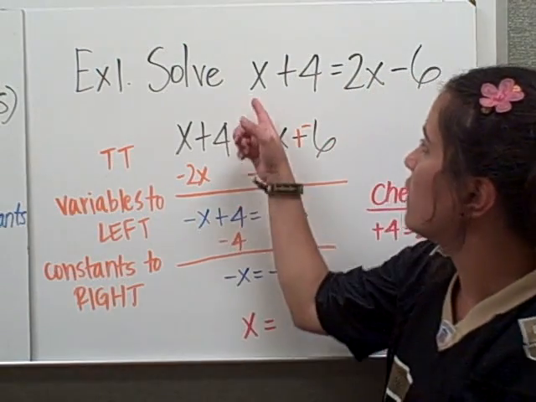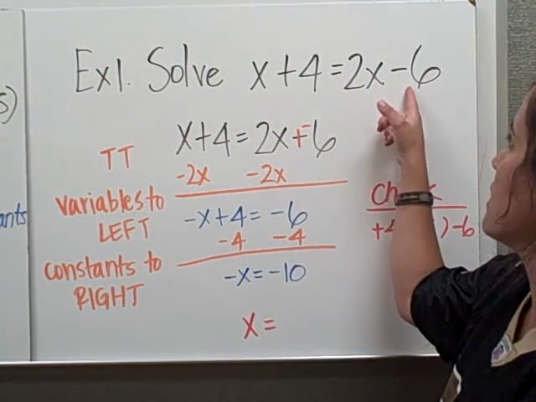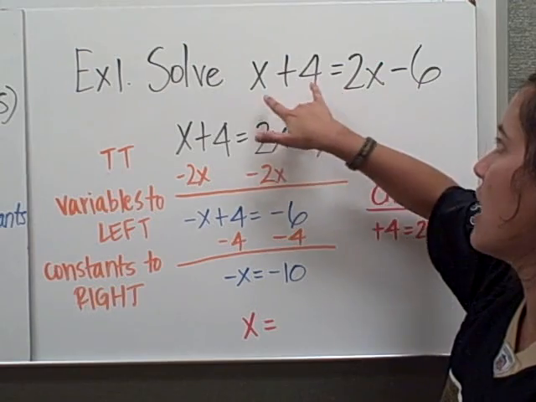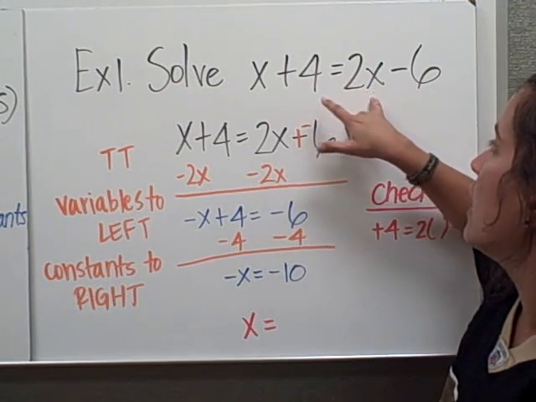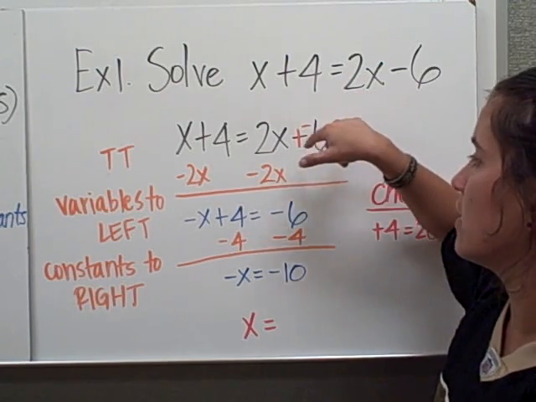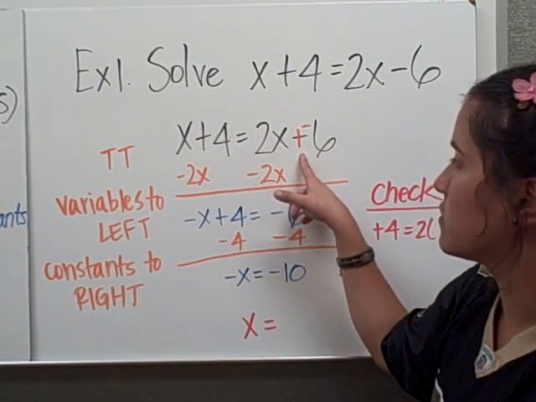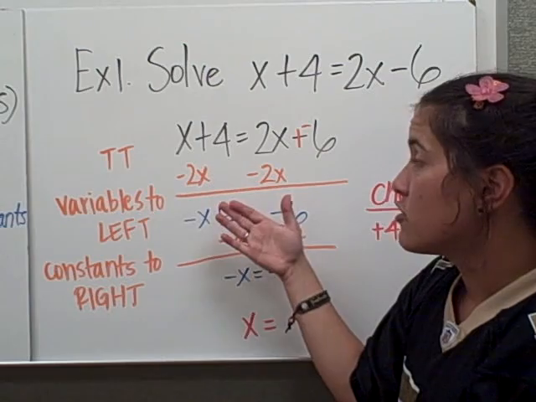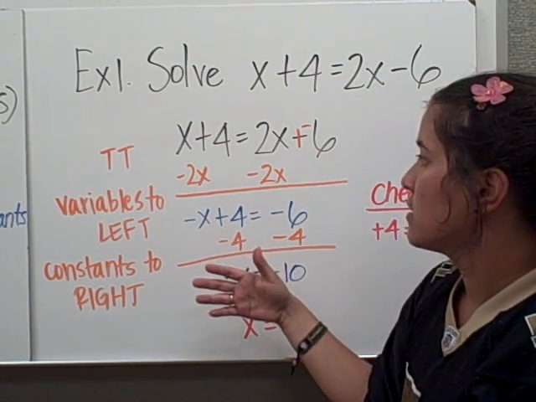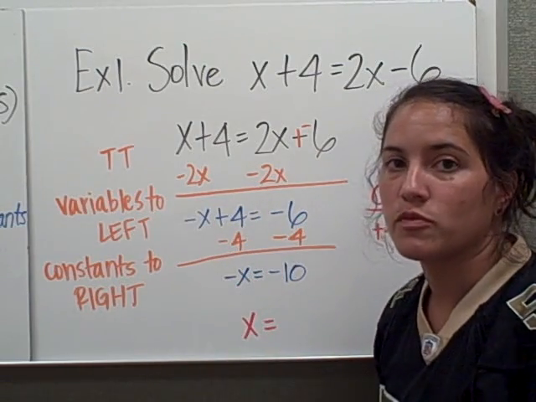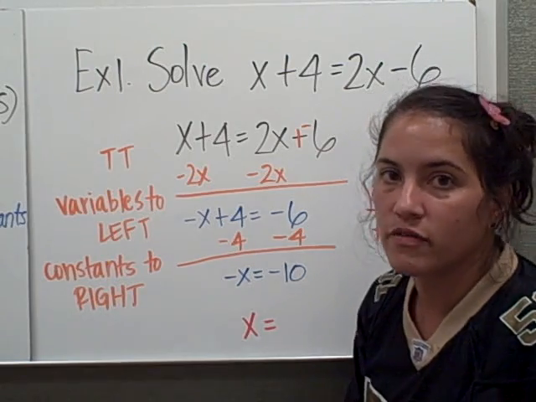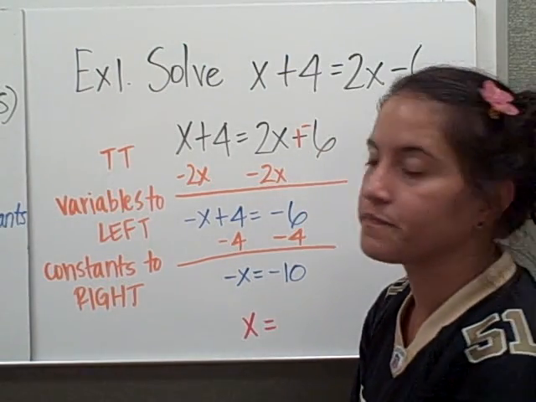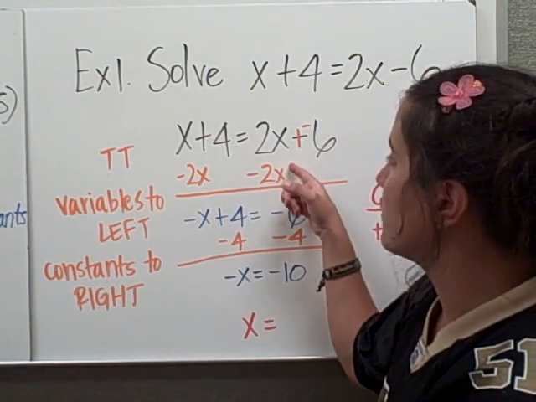Alright, example 1, solve x plus 4 equals 2x minus 6. This is variables on both sides because you notice that we have an x and a 2x on both sides of the equal sign. So the first thing is we touch twice, which I did right here, plus negative 6. Then I don't have any distributing, and I don't have any combining like terms, because you can only combine like terms if they're already on the same side of the equal sign, which this one is not. So I want to move my variables to the left.